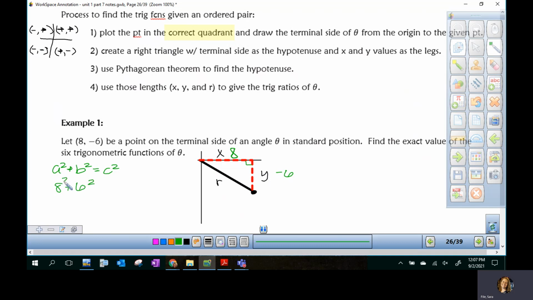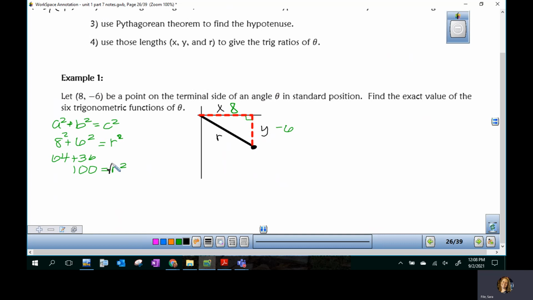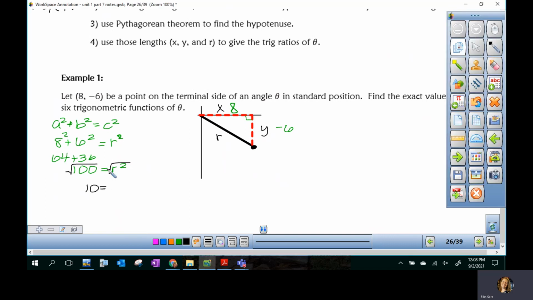So 8 squared plus 6 squared, and I'm going to go ahead and write that as R squared. My pen is writing all these random lines. It's driving me nuts today. All right, so we've got 64 and 36. That is 100. How do I get rid of the squared to solve for R? Square root. So the square root of 100 is 10. So this is 10.